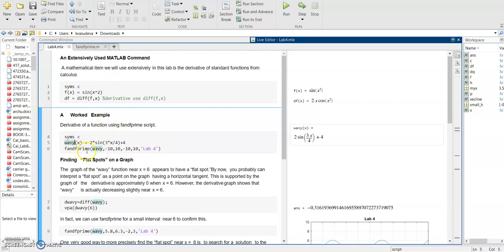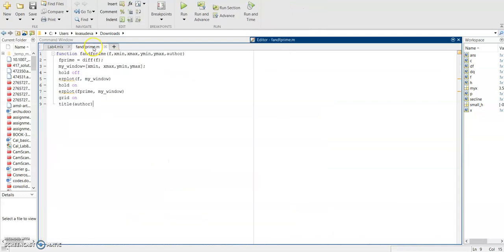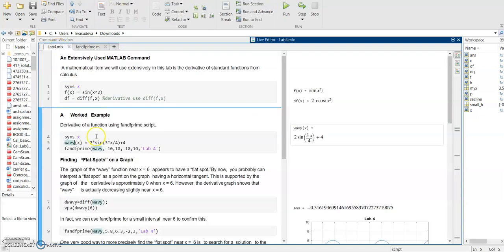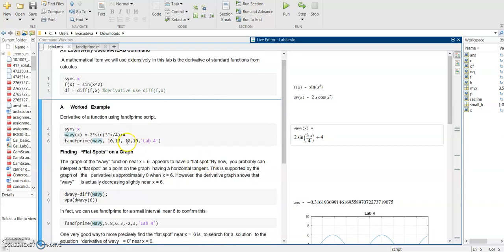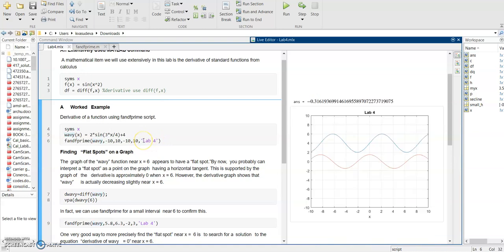I'm going to call that function f and f prime, and inside parentheses I need to feed all the data that I defined. I need to say which function I want to find the derivative of and plot, and then the intervals with the name. My function is wavy, my x minimum is -10, my x maximum is +10, y minimum is -10 and y maximum is +10. I'm going to give the name as lab 4. You can give any name, and you must make sure that whatever name you give is within the inverted commas.